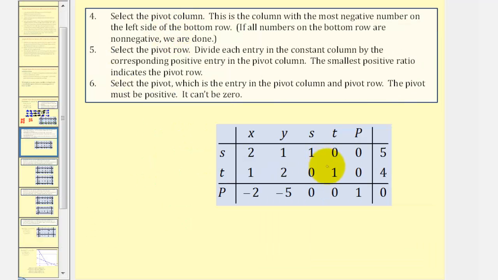So here's the same tableau. Step 3, we want to select the pivot column. This is the column with the most negative number on the left side of the bottom row. If a number is the most negative, it would be the most left on the number line. So notice how this would be the pivot column, because -5 is the most negative number along the left of the bottom row.